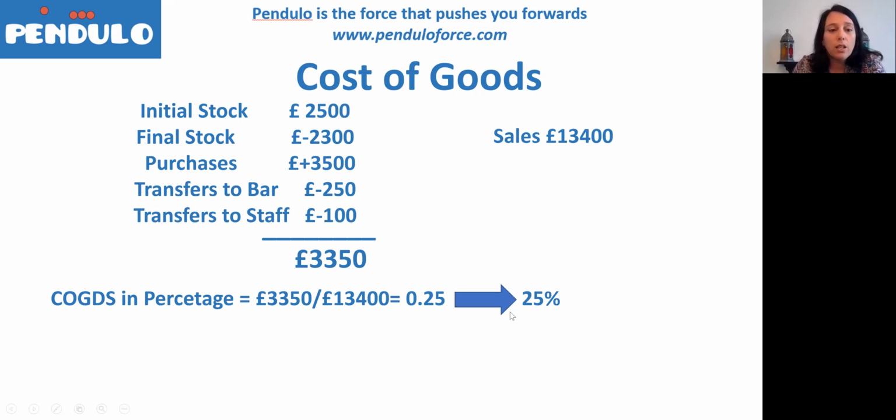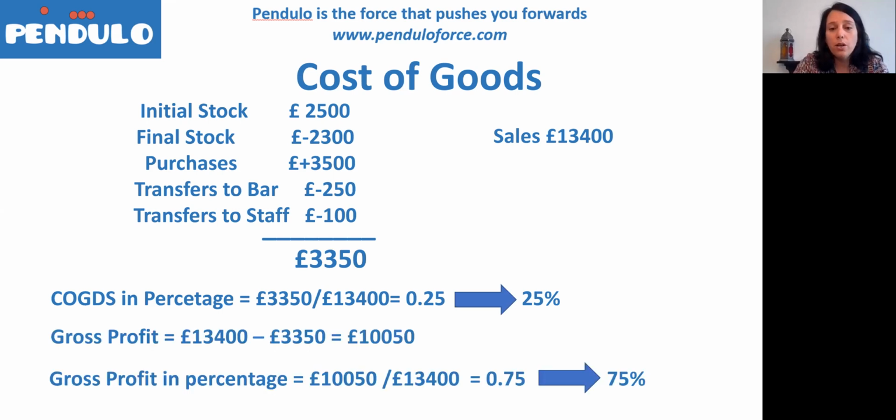And imagine that your sales are 13,400. We would have a cost of goods in percentage of 3,350 divided by 13,400, which is 0.25, so it's 25%. And then your gross profit will be 75%.